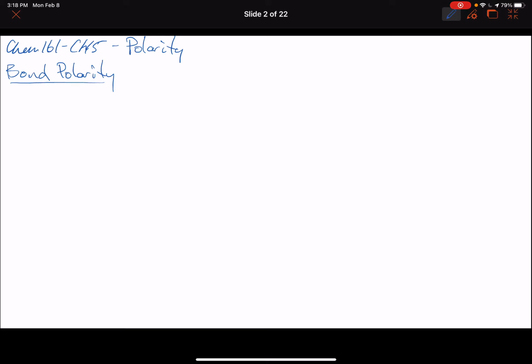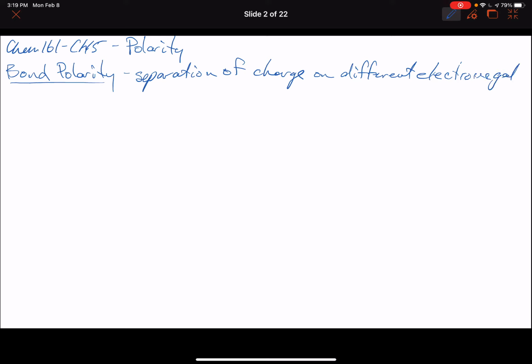So bond polarity can be determined from the separation of charge on different atoms in a bond. Okay, so that is to say bond polarity is the separation of charge on different electronegative atoms in a covalent bond.